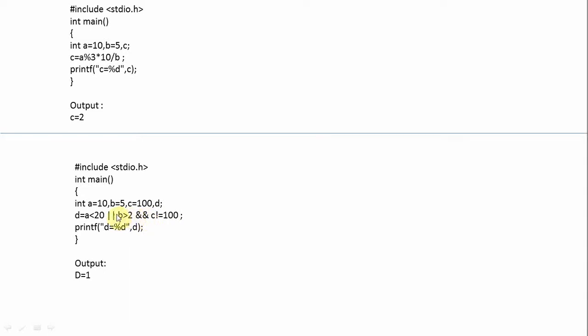So we will go to the other side of the OR operator, which is A less than 20. Now this condition is true because the value of A is 10. So that means one part of the OR operator has turned out to be true. As you know, if any one part of the OR operator comes out to be true, the overall evaluation is considered to be true. So D would be containing 1. 1 means true. So when we print the value of D, it would be 1.